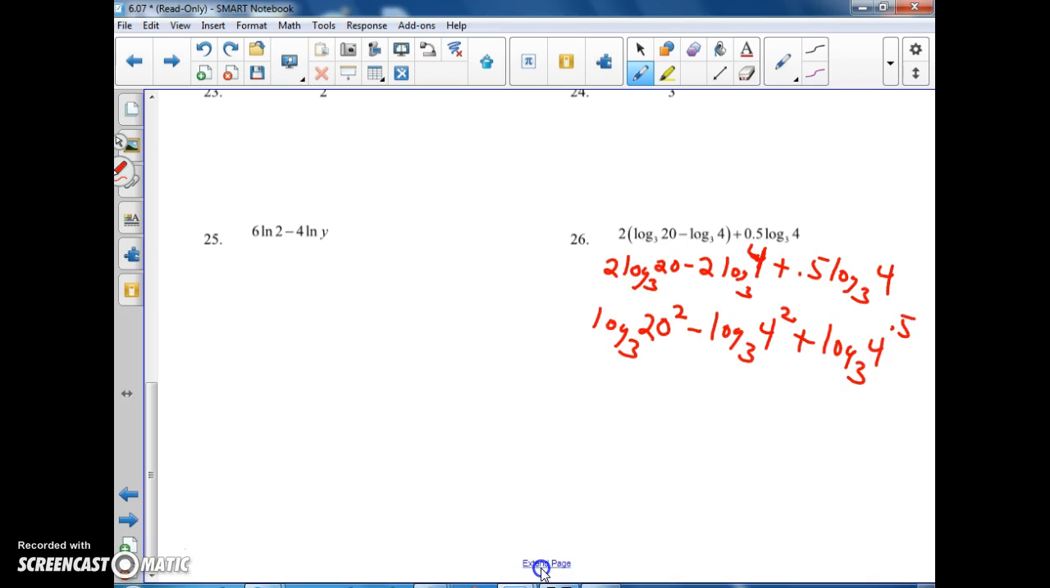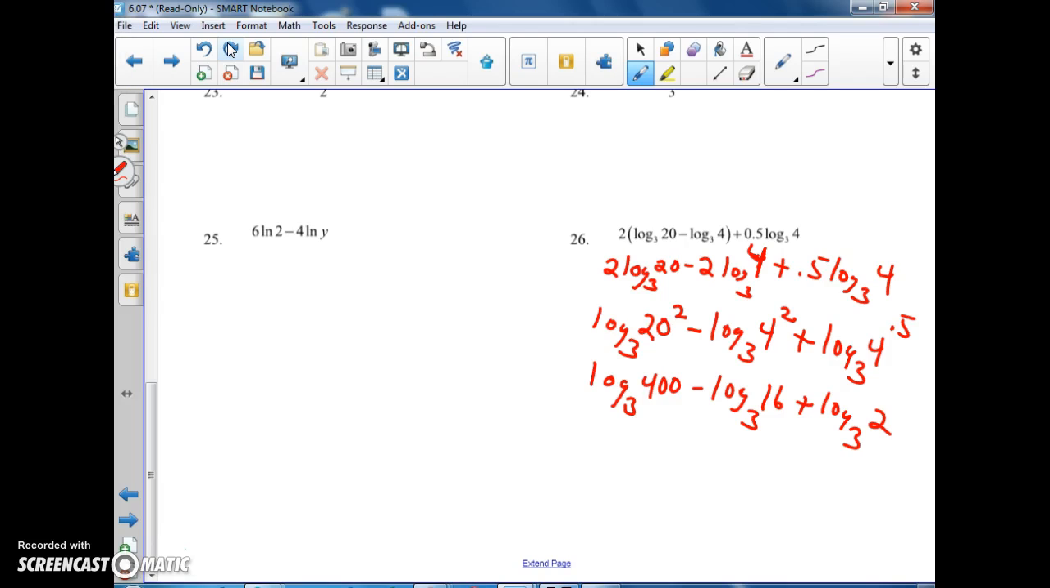What do you think you do next? Find out what 20 squared is. What's 20 squared? 400. What's 4 squared? 16. What's 4 to the 0.5 power? It's 2, which means square root of 4, right? That's exactly right. So you do that next. So it's log base 3 of 400 minus log base 3 of 16, plus log base 3 of 2. So now you've got that.